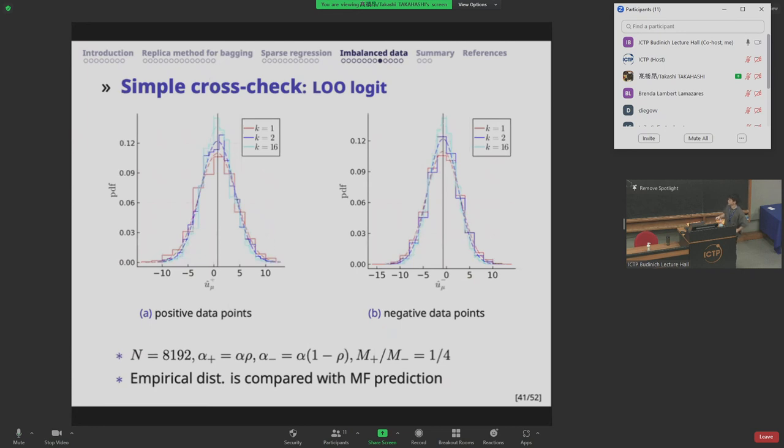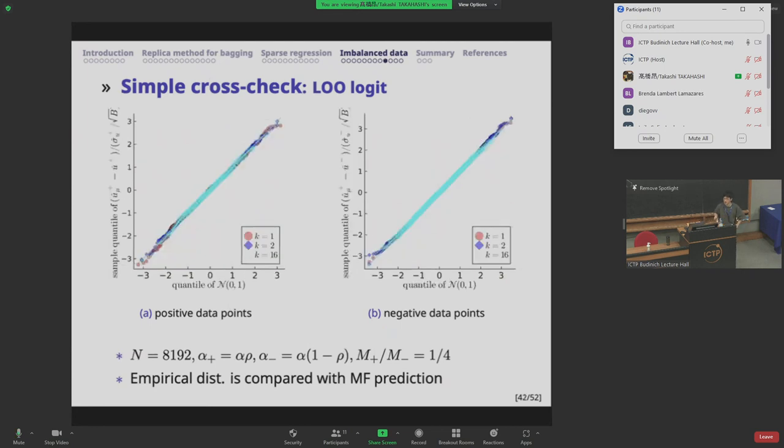This agreement can be even more apparent if we use a quantile-quantile plot. Here, the size of the input dimension is about 8k, and the ratio of the minority and majority class is about a quarter. So this is a very biased, imbalanced case. But the prediction is very accurate.